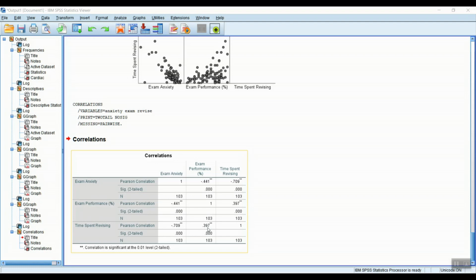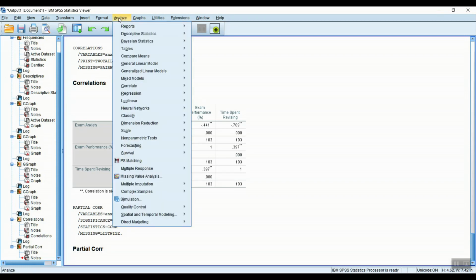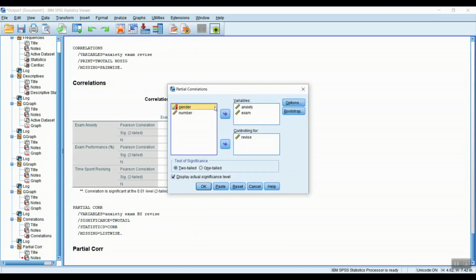And the next thing that we're going to do is try to see if we can look at the various contributions of time spent revising and exam anxiety to exam performance. Now we're ready to look at partial correlation. So we're going to go back into the menu, Analyze, Correlate. This time, instead of bivariate, we're going to choose partial. I'm going to put these back out and just show you what I've done here. So this is what it would look like if you were doing it for the first time.